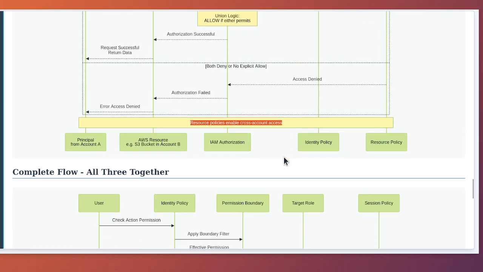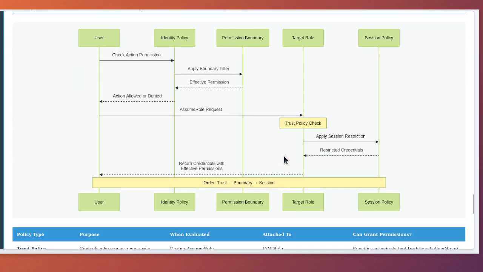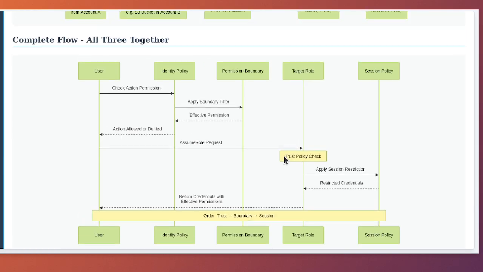Now let's look at the sequence diagram which shows how all 3 mechanisms work together in a complete flow. The diagram has 5 participants. First is user representing an IAM user who wants to perform an action. Second is identity policy representing the user's attached policies. Third is permission boundary representing the boundary policy attached to the user. Fourth is target role representing the IAM role the user wants to assume. Fifth is session policy representing an optional inline policy for the session.